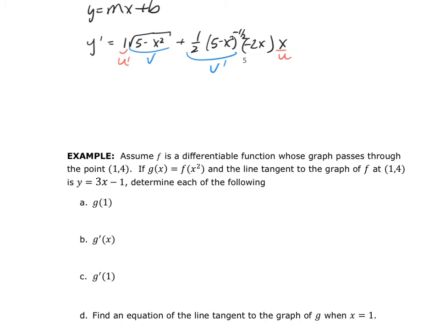So assume f is a differentiable function whose graph passes through the point 1, 4. If g of x is equal to f of x squared, and the tangent line of the graph at 1, 4 is y equals 3x minus 1. Determine each of the following. How would I do that?